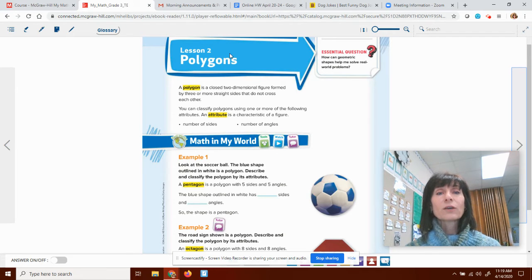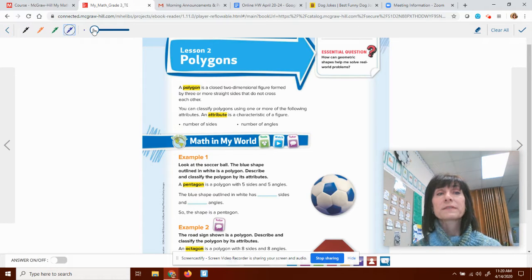A polygon is a closed two-dimensional figure formed by three or more straight lines that do not cross each other. You can classify polygons using one or more of the following attributes. And remember, an attribute is a characteristic of a figure. Attributes can tell us the number of sides and the number of angles that we talked about even yesterday.